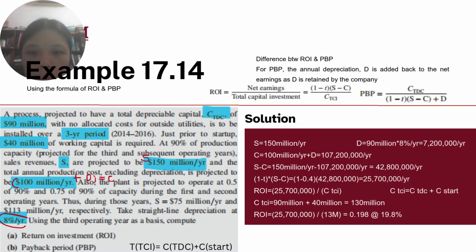From this question, we know that the total depreciable capital is given, which is 90 million. The S, sales revenue, is 150 million per year. Although the C, annual production cost, is not given directly, we know that 100 million per year plus the depreciation value will give the value of C. After that, we just have to substitute all the values into the formula, and then we'll get our I equals 19.8%. The payback period is the same as our I. Just substitute in the values, and we'll get 2 point something years.